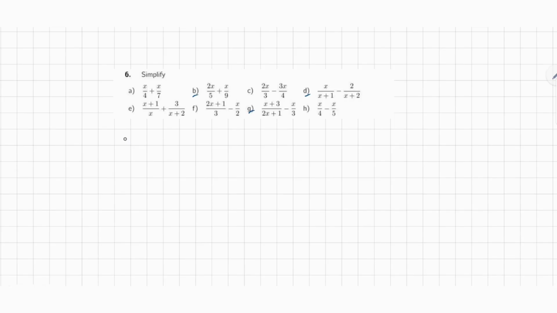Next, let's do question 6. We have B, 2x over 5 plus x over 9. We have to find a common denominator. We can do cross multiplication and we get 9 times 2x plus 5 times x over 45. That gives us 18x plus 5x over 45. 18 plus 5 gives us 23x over 45.